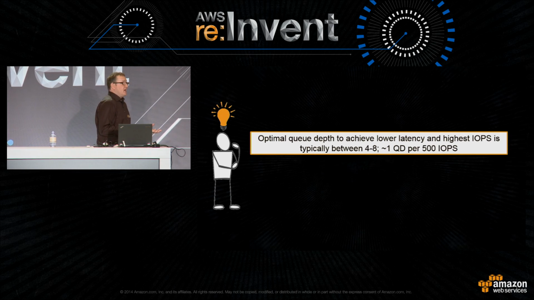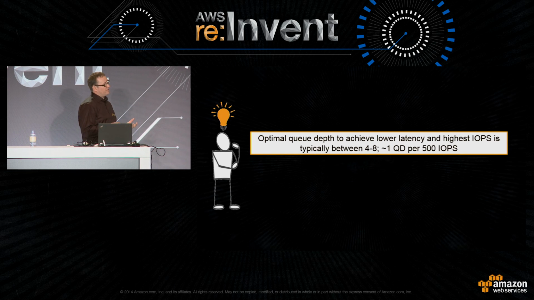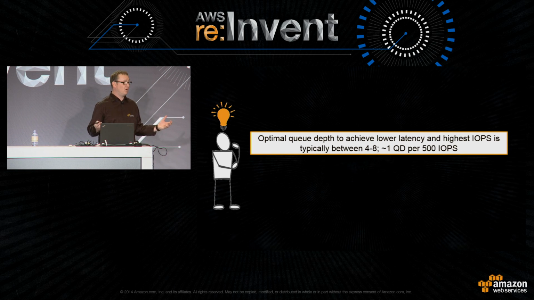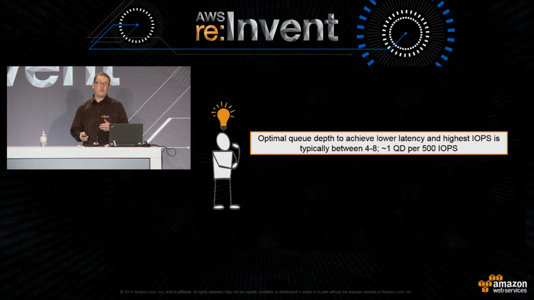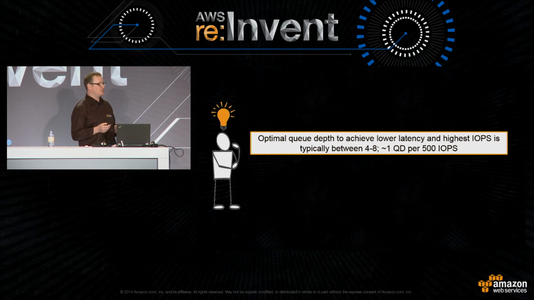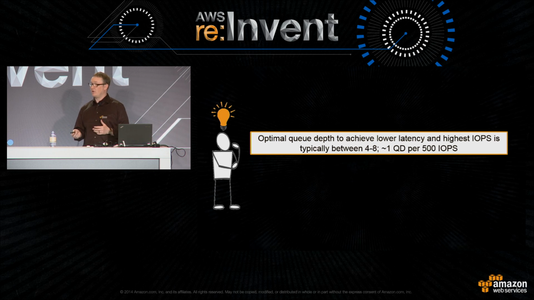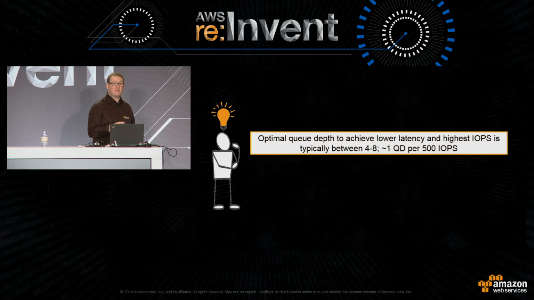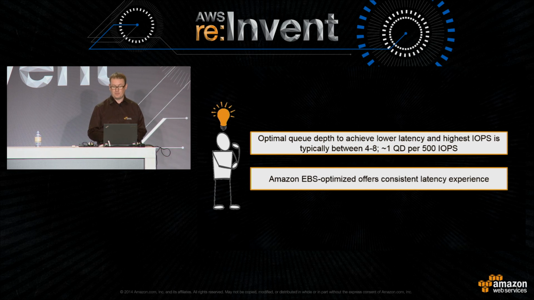So an optimal queue length, I think optimal's a bit of a stretch. I think the queue length you should be looking for, the one we think you should definitely start out with, is typically between 4 and 8, around 1 queue depth per 500 IOPS. At the end of the day, you're going to have to look at your application and work out whether that's the right one or not. It might be 3, it might be 2. It really depends where you need to be.